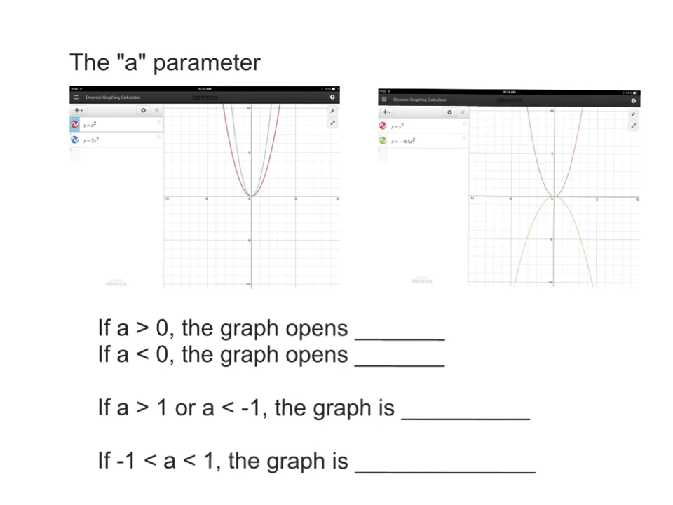But that a parameter, I have a couple of different graphs here where I changed the a parameter. If you look, the red graph is just y equals x squared. And here I've changed them. In this one, the a value is positive. In this second one, the a value is negative. So here's the note, the information that you need. If a is greater than 0, the graph opens, what are we going to write in there? Up.